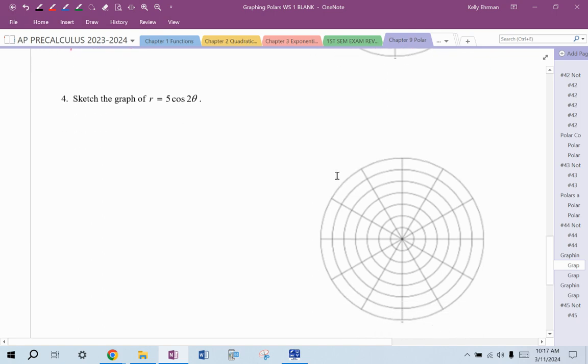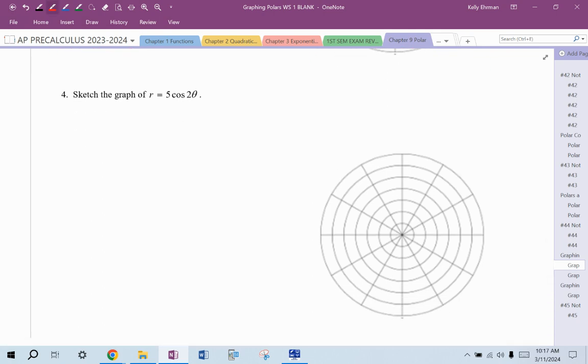Okay, last one. This time it's cosine. We've got 2 theta, so let's generate these numbers. So cosine of 0 is 1. Cosine of pi over 3 is 1/2. Cosine of pi over 2 is 0. Cosine of 2 pi over 3 is negative 1/2. And cosine of pi is negative 1.